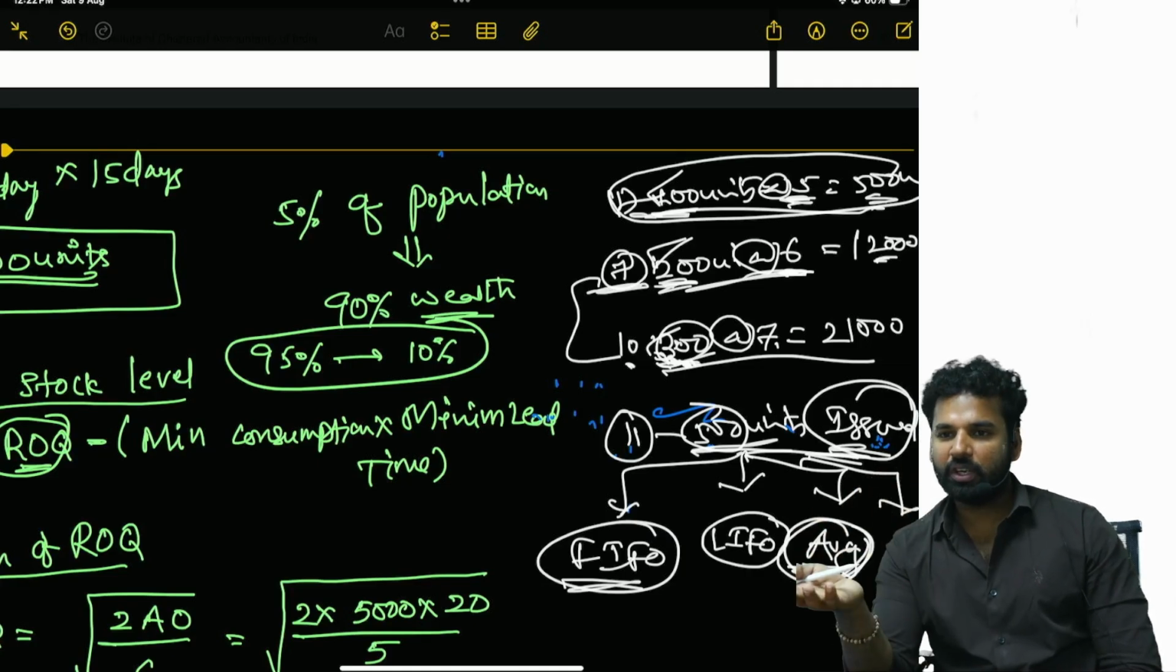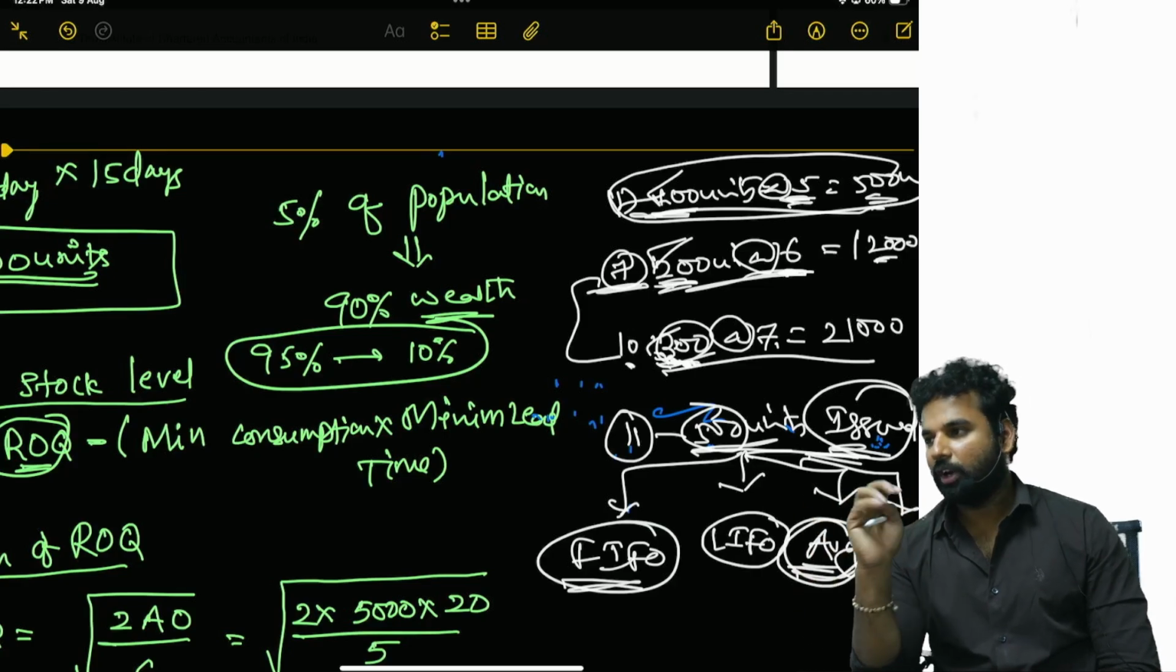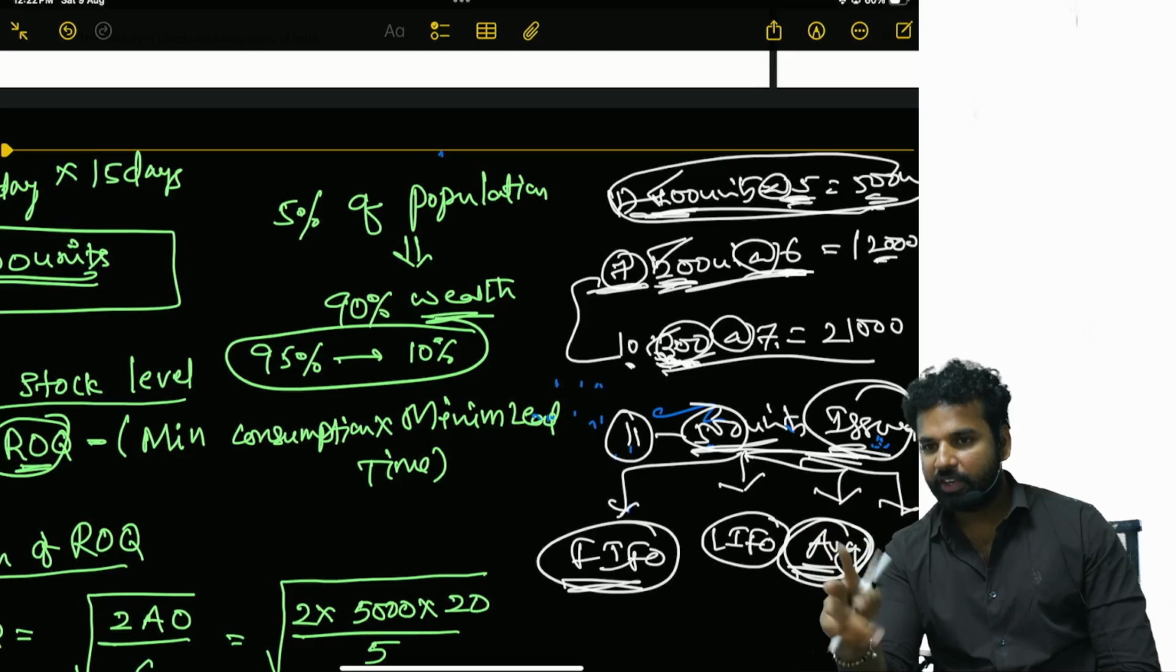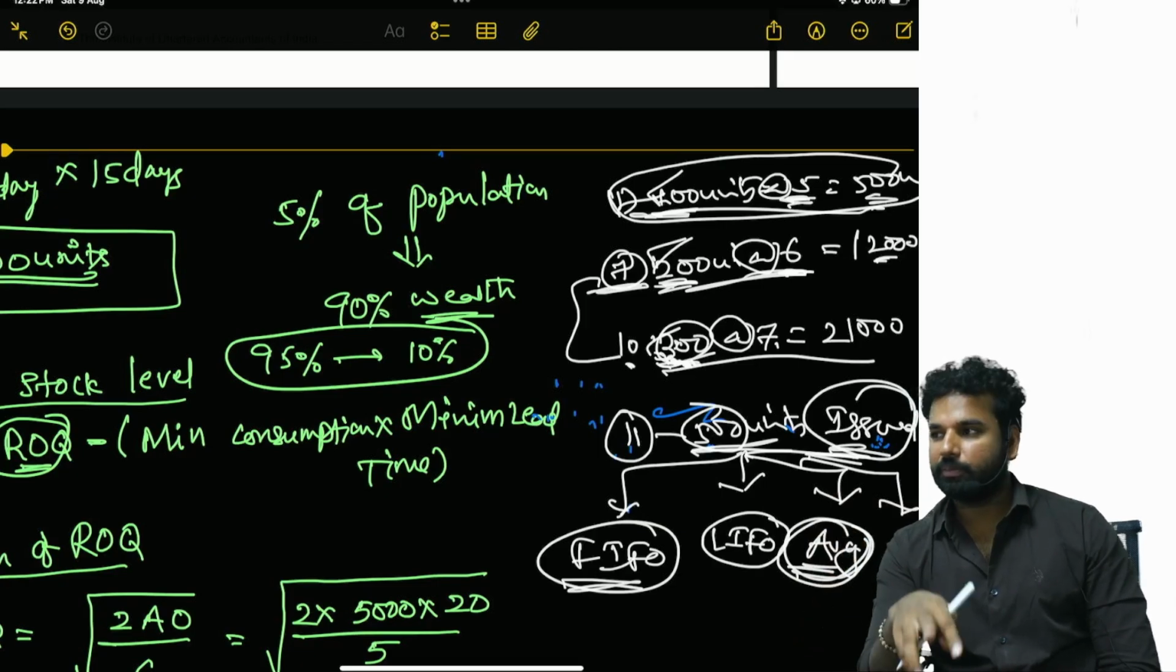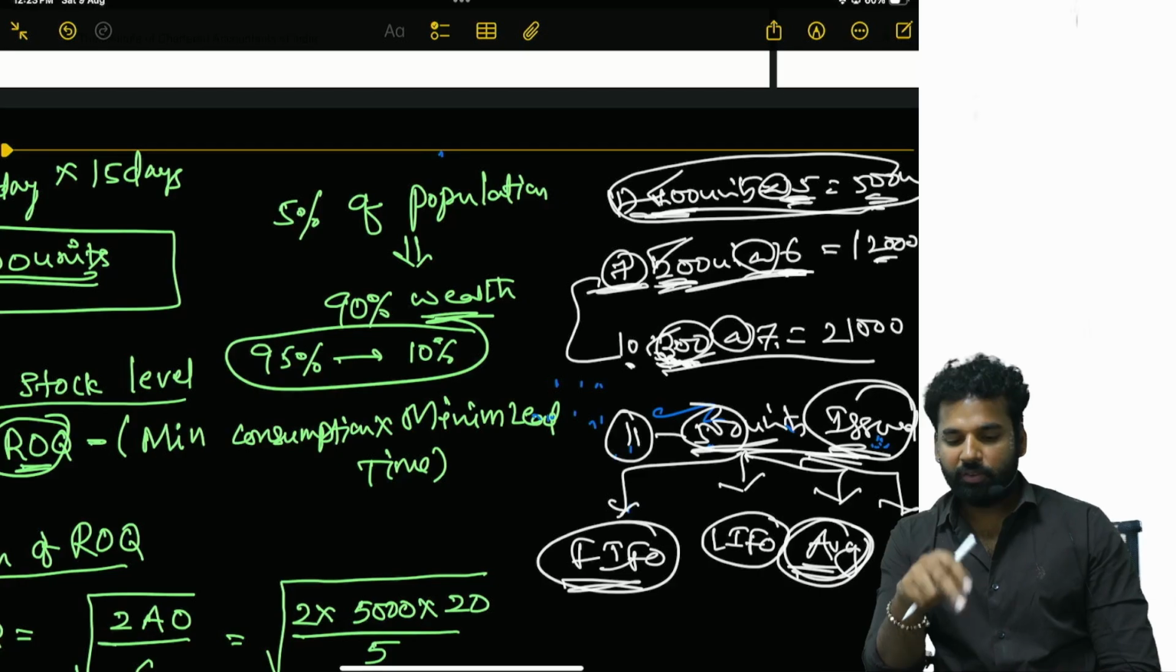Issue means what? Allocation. What price you are giving to the material, and at what value you are valuing the closing stock. That will differ based on the method you adopt. So accounting policy is also there on this. FIFO method is there, LIFO is there, average, weighted average is there.